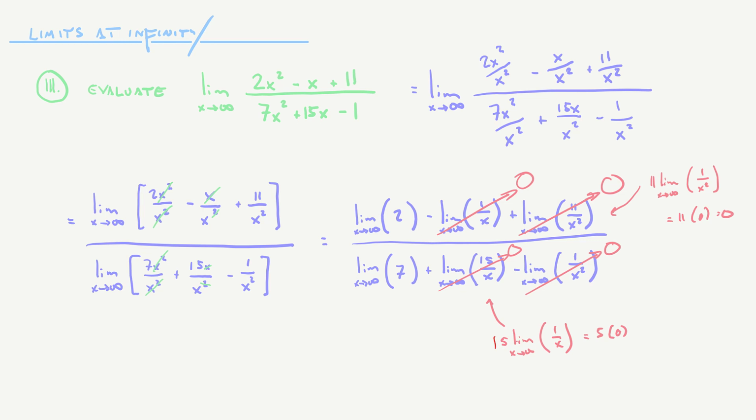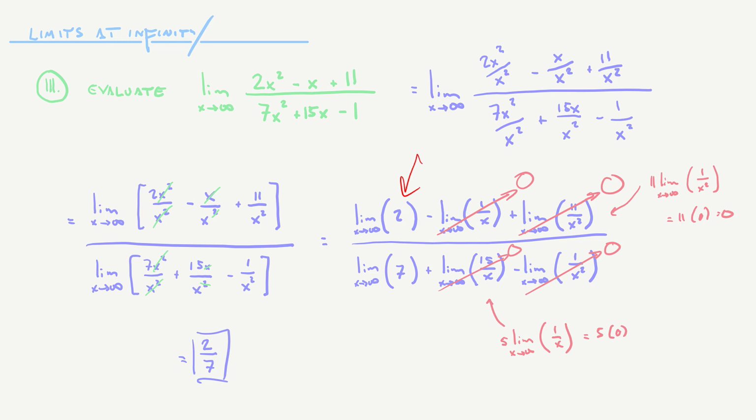Then you've got 15 times the limit as x approaches infinity of 1 over x. That's 15 times 0, right? That's 0. So 15 times 0 is still just going to be 0 there. Same thing with 11. So this just simplified into 2/7. This is the constant law that I'm using here.